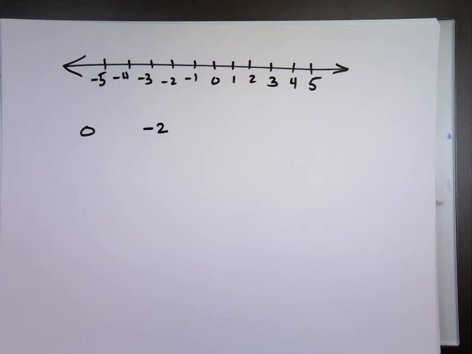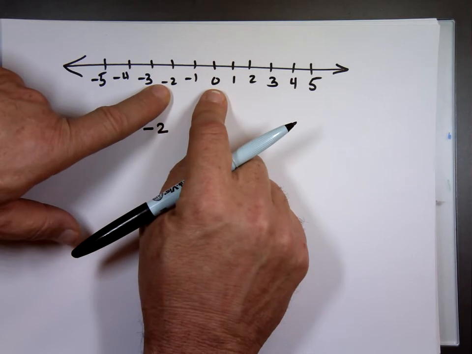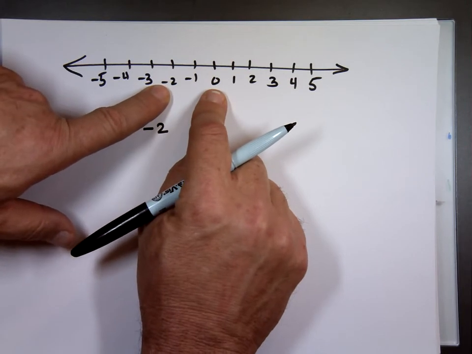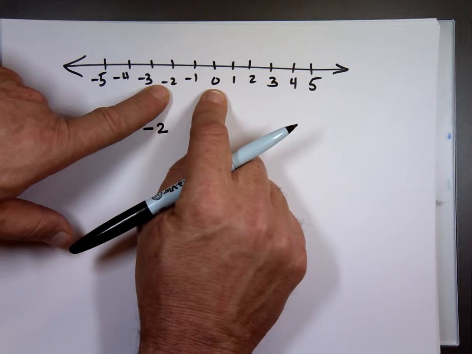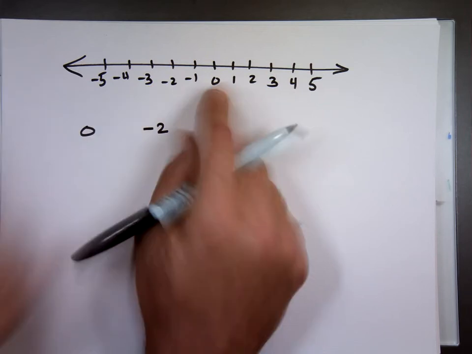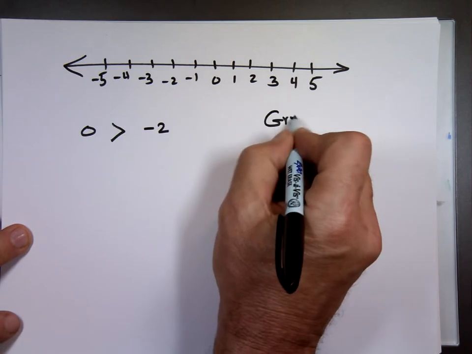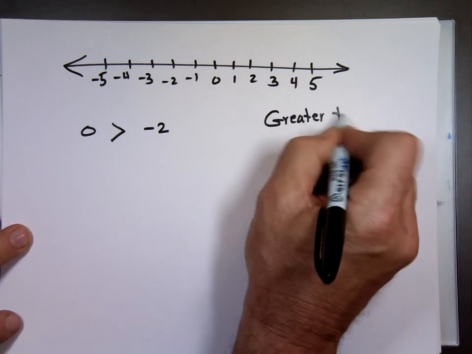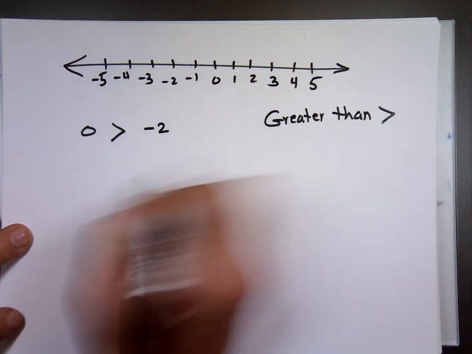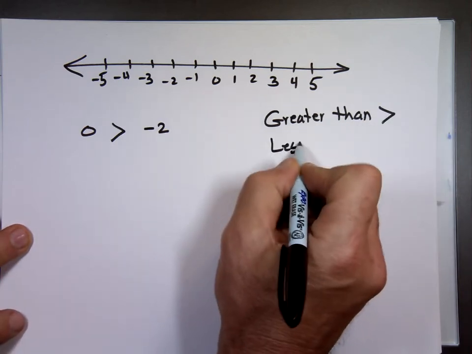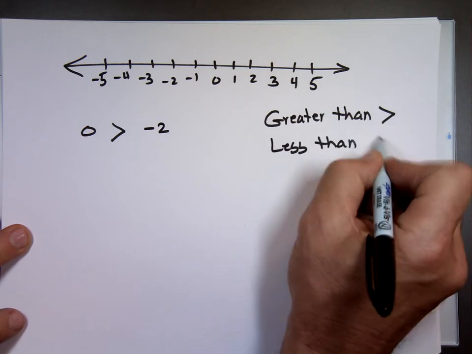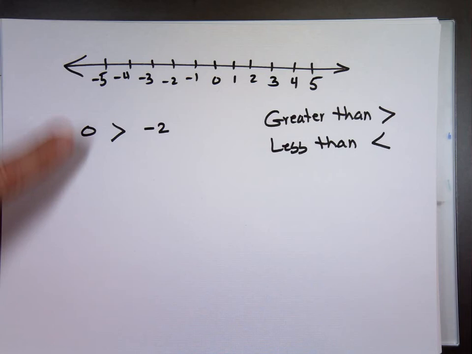The number on the right is always bigger than the number on the left. Where's the 0, where's the minus 2? Which one is on the right? The number on the right is always bigger than the number on the left when you're looking at the number line. So 0 is bigger. This is greater than, in case you forgot. Less than, we use the other one. So 0 is greater than negative 2.